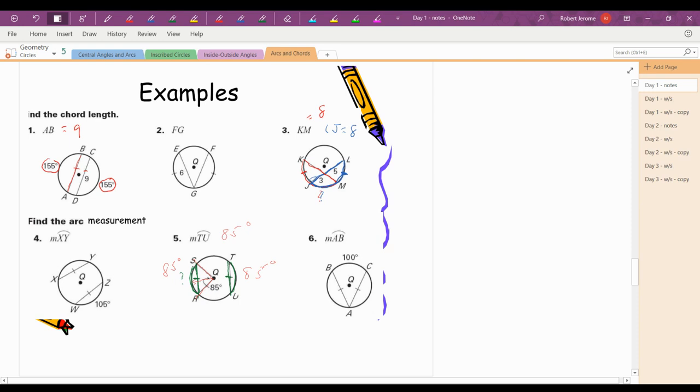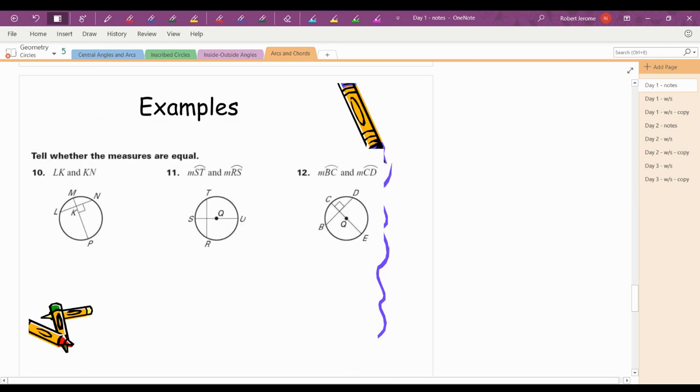So we're just piecing this together from our knowledge. Okay? We're using the same rules. Chords equal distance from the center are congruent. If the chords are congruent, the arcs are congruent. And if the diameter or part of it is perpendicular to the chord, it bisects the chord and its arc.